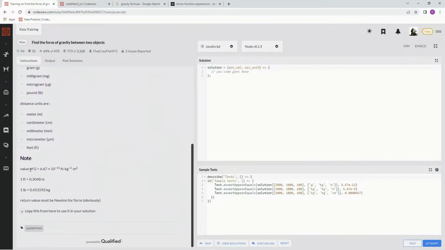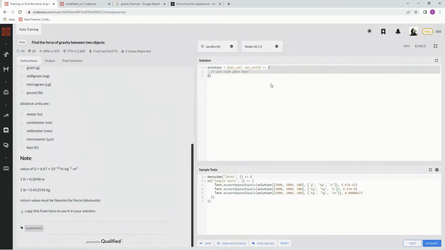The value of G, the gravitational constant, is going to be 6.67 times 10 to the negative 11th. 1 foot equals this many meters. 1 pound equals this many kilograms. The return value must be in Newtons, and we're going to use these whenever we use these units here.